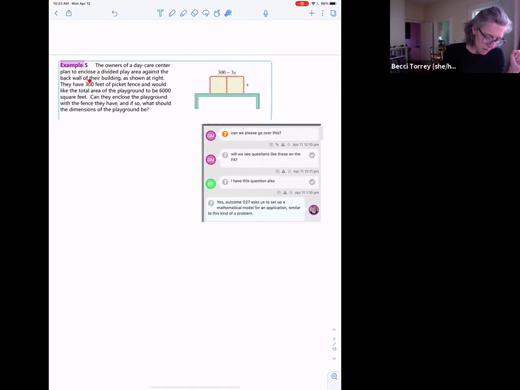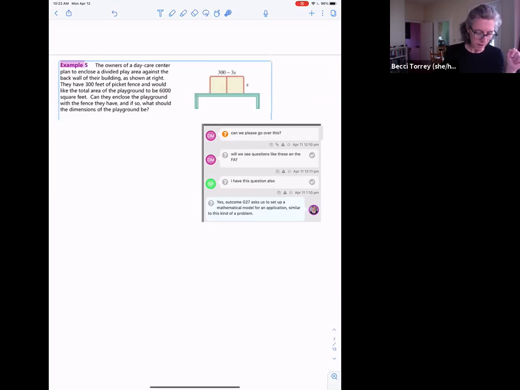And it's going to be up against the back wall of their building. And so what they're saying is we're going to need fence to go around the outside and also fence for the middle dividing part, but we don't need fence over here against the wall. So that's what we're trying to do. We have 300 feet of total picket fence that we can use, and we want the area of the playground to be 6,000 square feet.